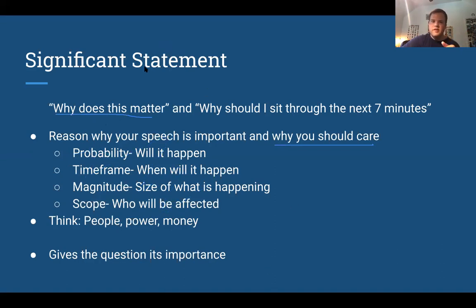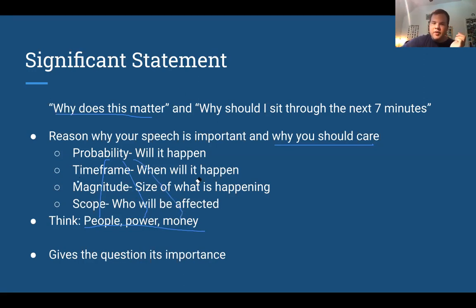I think that's what your SIG statement should be. And then think people, power, money. Again, these are the three things that will get people's attention. So be like, if I don't do this, the probability is that this many people are going to die, or the probability of this person getting power, or, I don't really know about money, but if it's economics, it could be money.